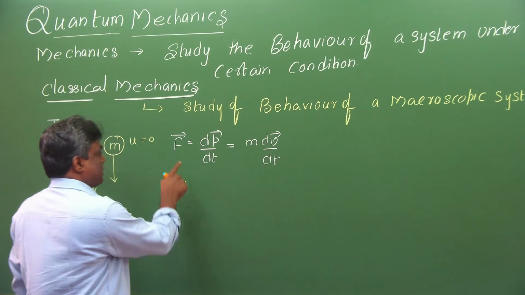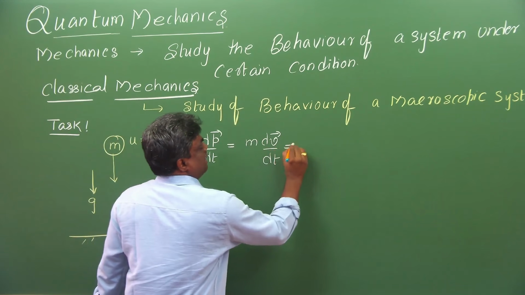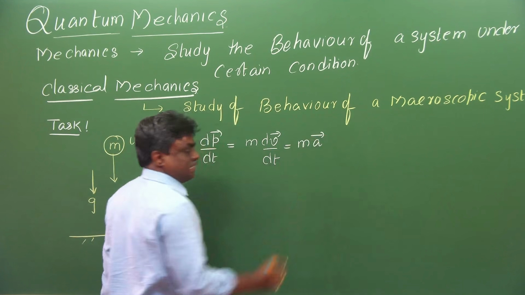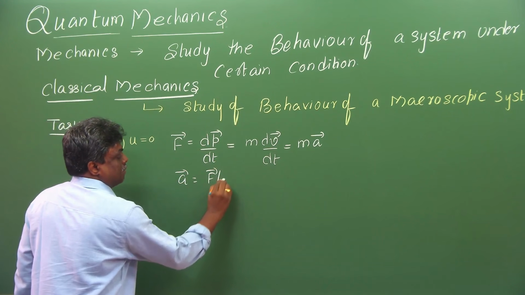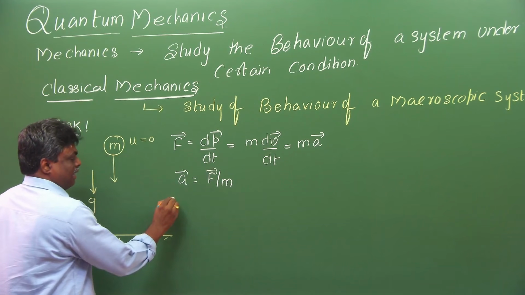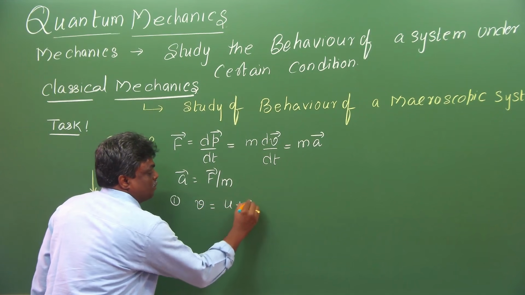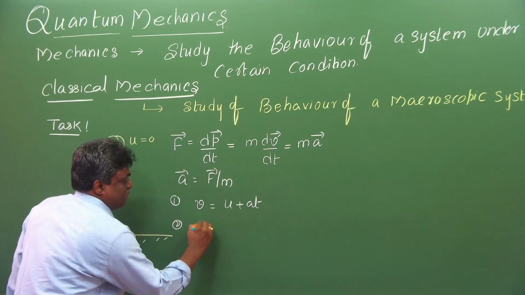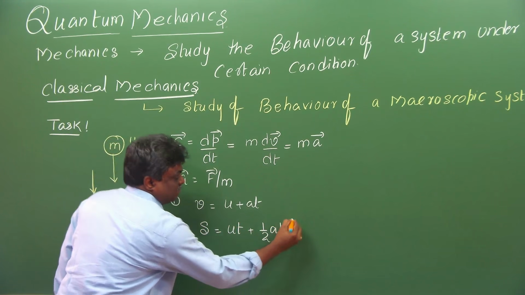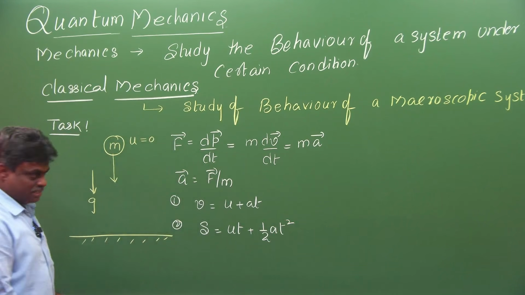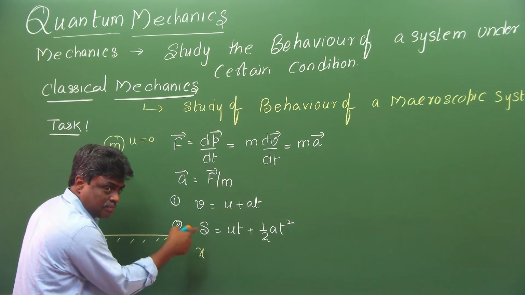Okay, fine. Now let's come back. F equal to m into dv by dt. This is nothing but mass into acceleration. You know that? A bar equal to simply F bar by m. And we can derive some formulas we have seen from school level: v equal to u plus at, and the second one, s equal to ut plus half at square. Everybody knows this. I can write this as the displacement or distance after some time t.